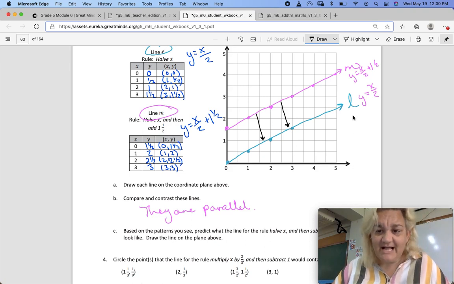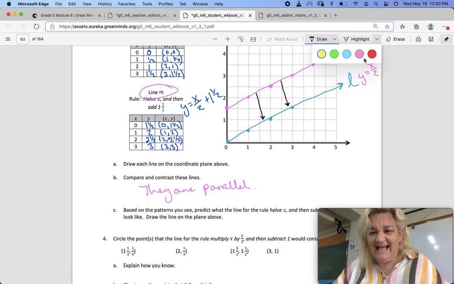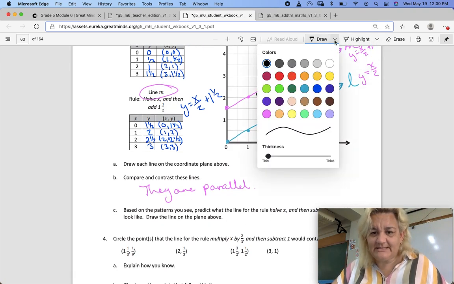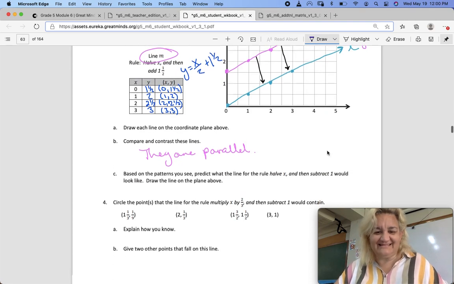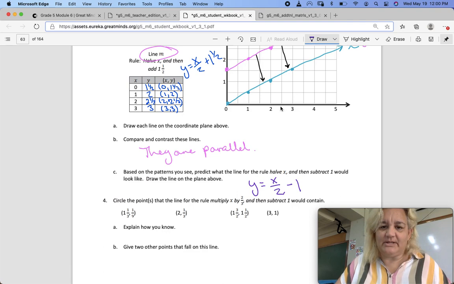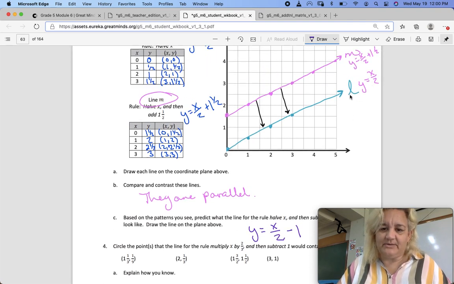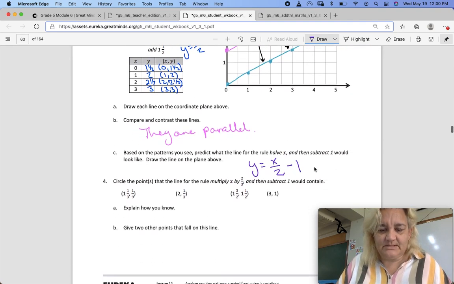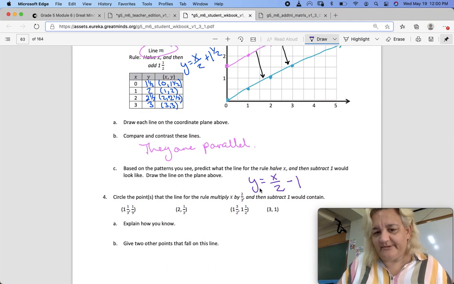So if we're going to subtract from that, I am willing to bet large amounts of money, also because I'm the teacher and I know everything. That's not true either. That this is going to be below that, right? So y equals x divided by 2, subtracting 1 is going to get us below that original line. It's going to be below this original line.